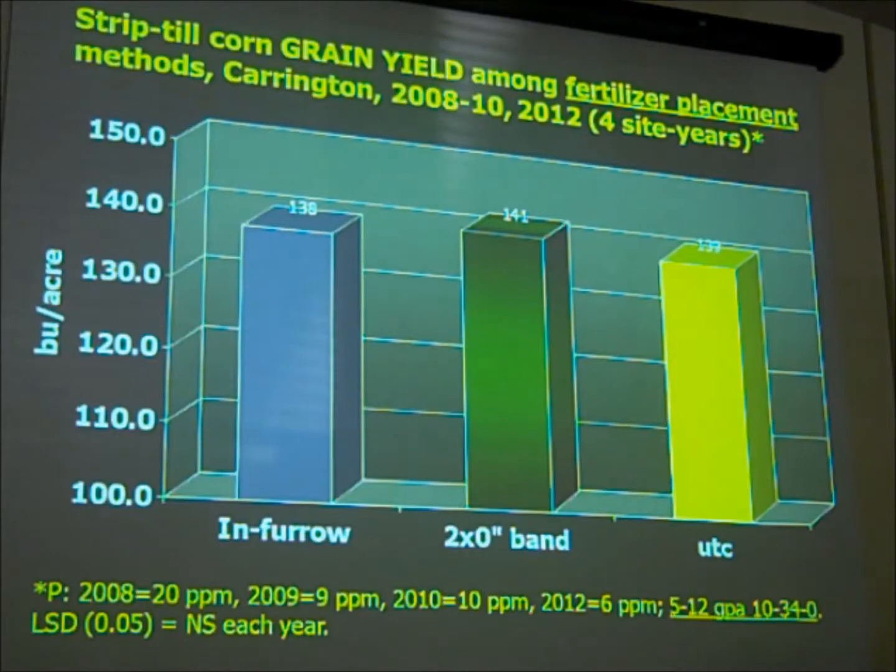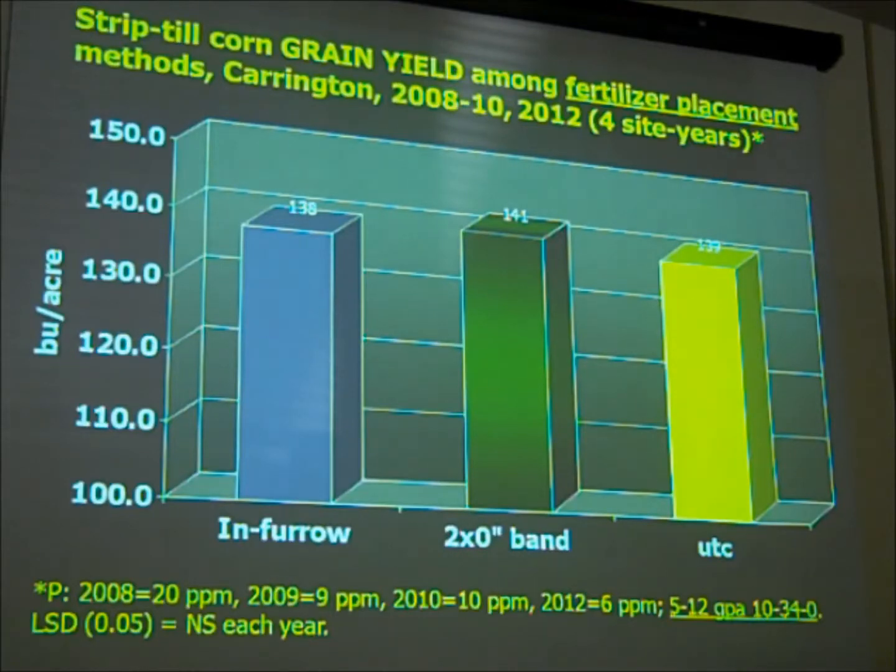And in our prior work, as well as the work I'm showing you, in most cases, we were fine on stand and yield if we were under 6 gallons per acre. But in 2012, for example, our soil test was low, only 6 parts per million, so we put on 12 gallons of 10-34-0 in-furrow. So that's part of the reason we see a drop in the average yield over these 4 site years compared to the 2x0 band.